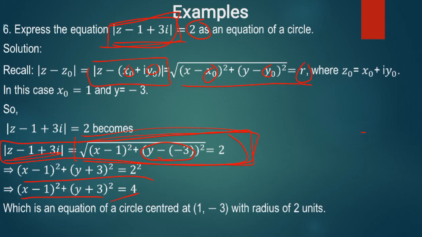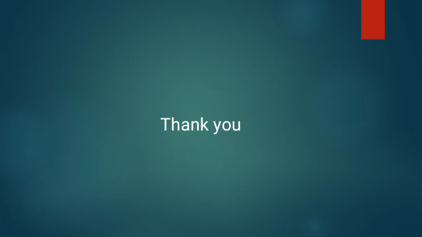And so we have a circle centered at 1 and minus 3 with 2 units as its radius. Okay, thank you.